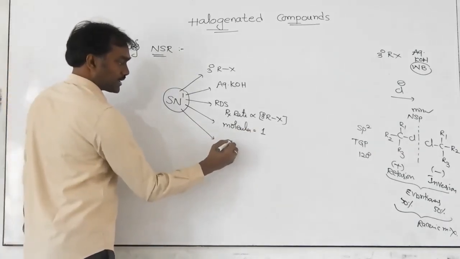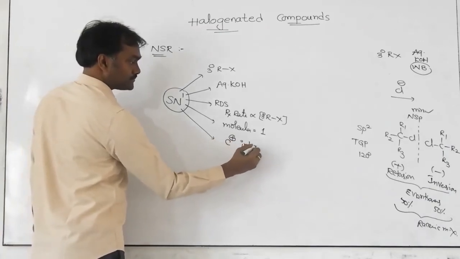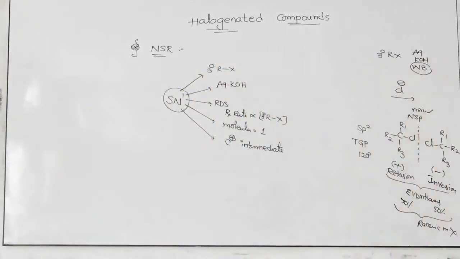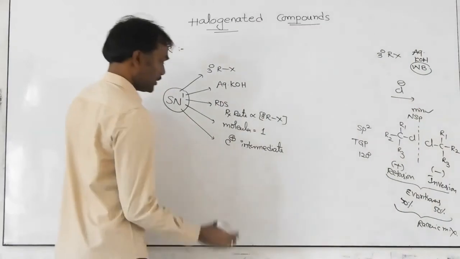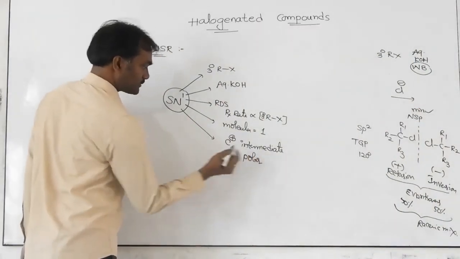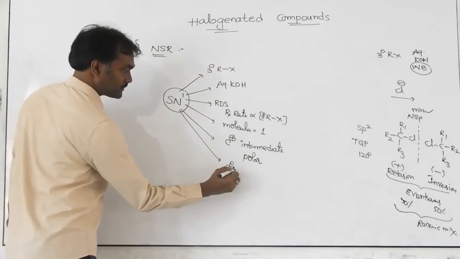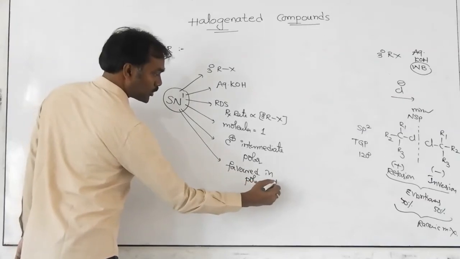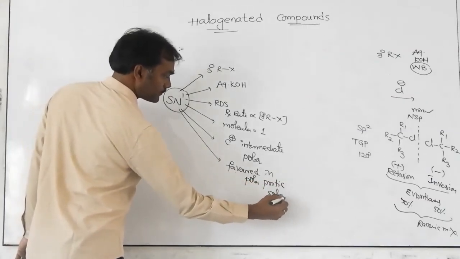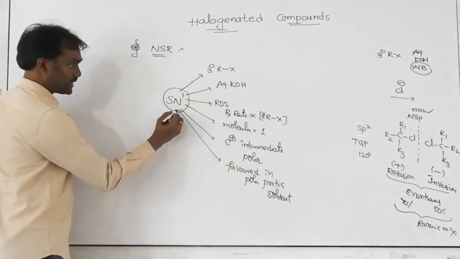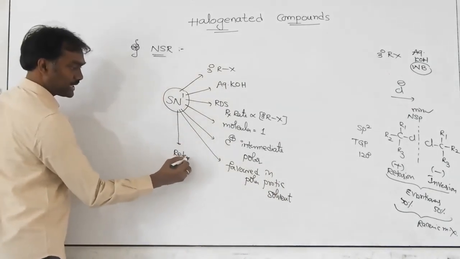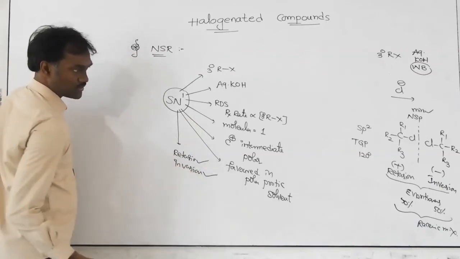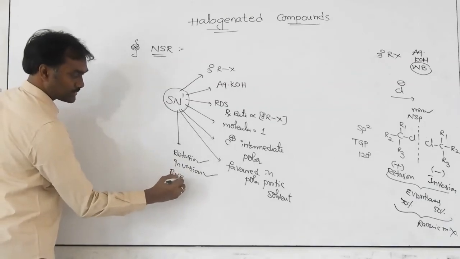Next, the intermediate is a carbocation intermediate. So it has a polar nature. Next, it is favored in polar protic solvent. In the stereochemistry, you are getting a retention product and an inversion product. Next, a racemic mixture.